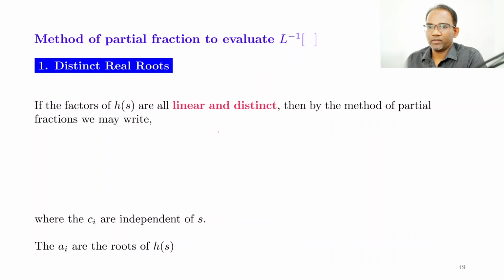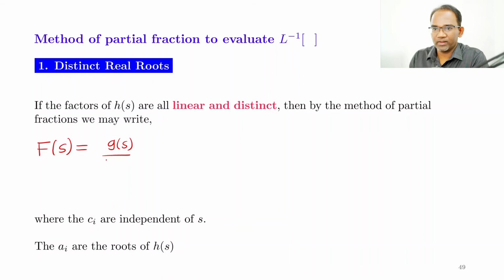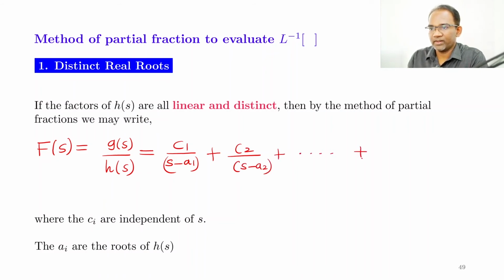If the denominator polynomial, that is H(s), has distinct real roots, then by the method of partial fractions, we may write F(s) equal to G(s) over H(s), that is equal to c1 over s minus a1 plus c2 over s minus a2 plus the terms in between, and finally cn over s minus an, where the ci are independent of s and the ai are the roots of H(s).